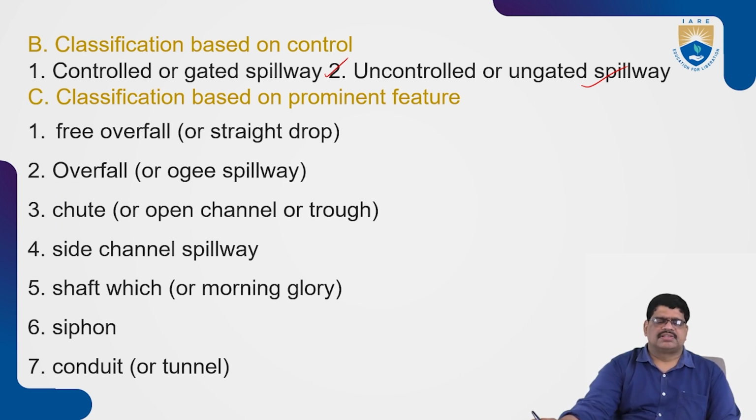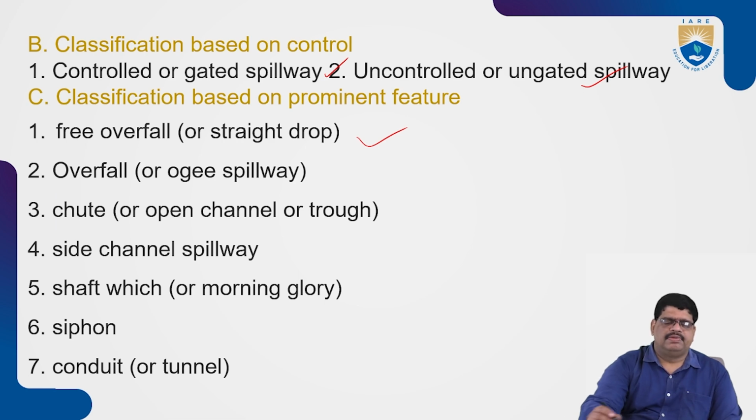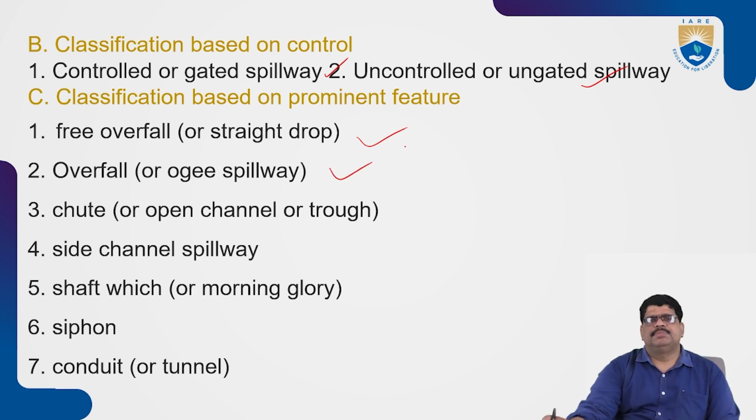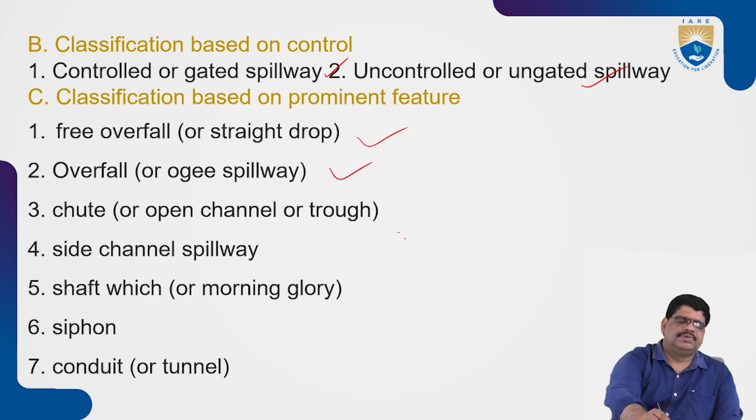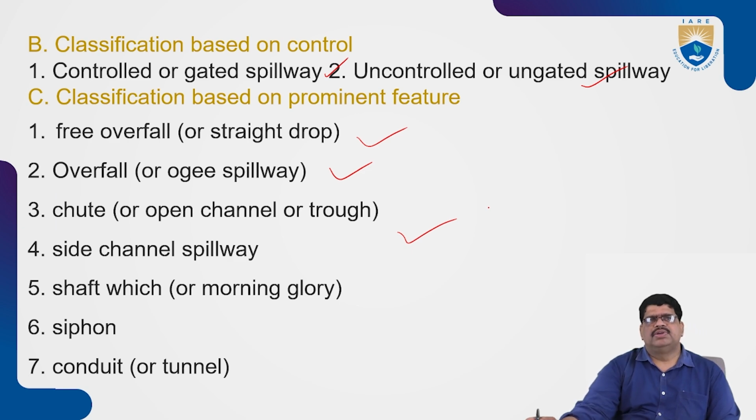Next, C type: classification based on the prominent features. What are they? Free overflow or straight drop, and the second one is overfall or Ogee spillway. The Ogee spillway is a special type of spillway that we'll discuss later. It is a very important structure. Next, chute spillway. Chute spillways are nothing but an open channel or trough, through which the water flows. That's why we call it a chute spillway.